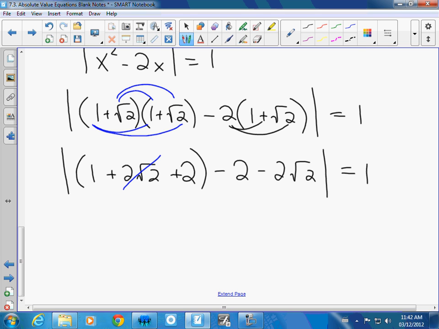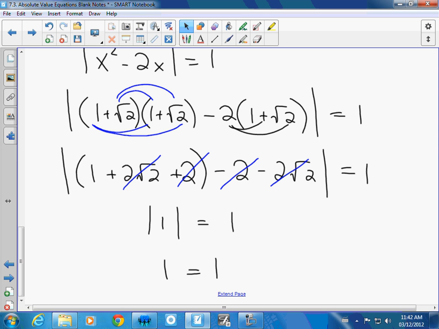They're gone. 2 minus 2, what happens to those? They're gone. What are you left with? The absolute value of 1. What's the absolute value of 1? 2. Again, not helpful. Is that true? Is that one of our solutions? Okay, now watch.